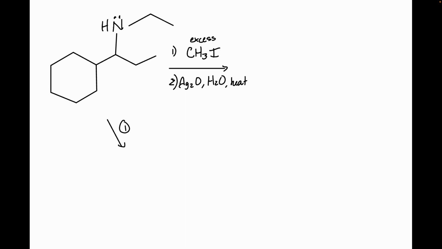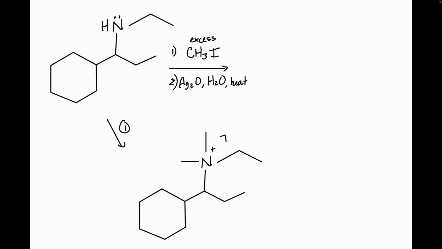All right, so importantly, what are we going to have at step 1 here? We're going to have that quaternary ammonium ion. So now my nitrogen is fully decorated with alkyl groups. So I got to put 2 new methyl groups on there, giving it that positive charge. And so it's got that counter ion, that iodide ion.